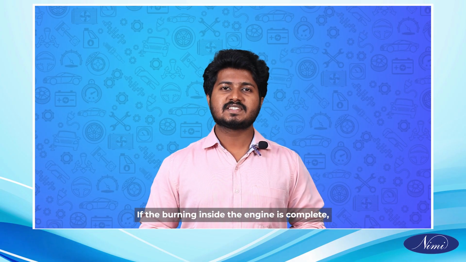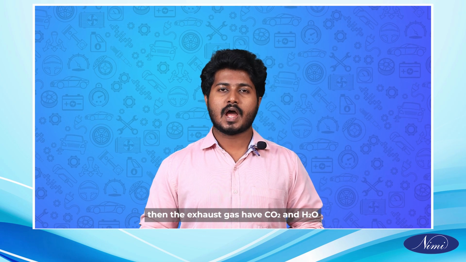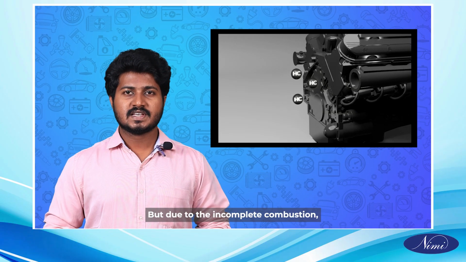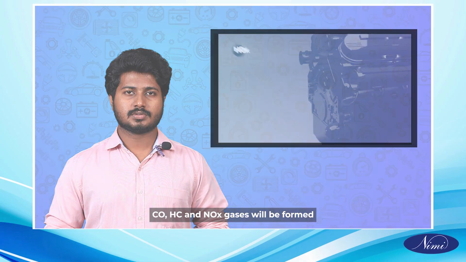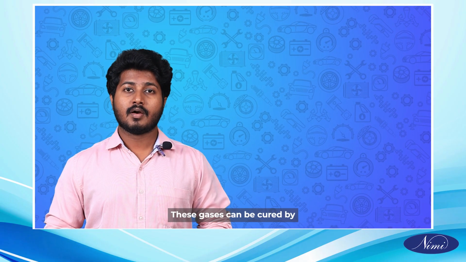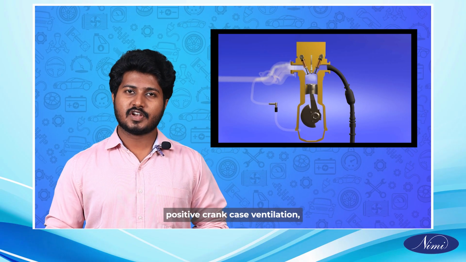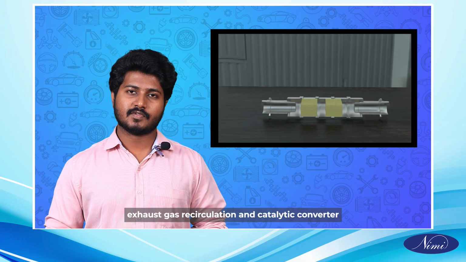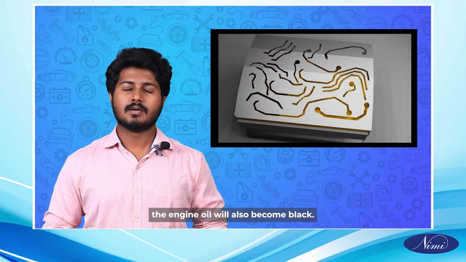If the burning inside the engine is complete, then the exhaust gas has CO2 and H2O. But due to incomplete combustion, CO, HC and NOx gases will be formed. These gases can be cured by various emission control devices like the EVAP emission control system, positive crankcase ventilation, exhaust gas recirculation and catalytic converter. Due to incomplete combustion, the engine oil will also become black.